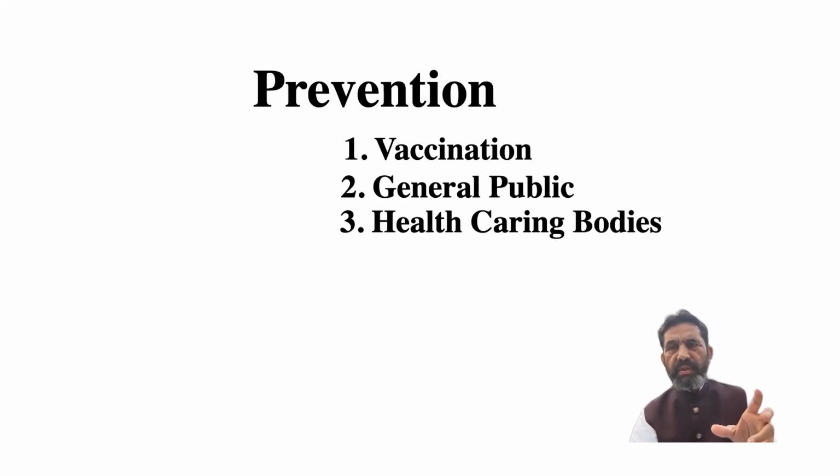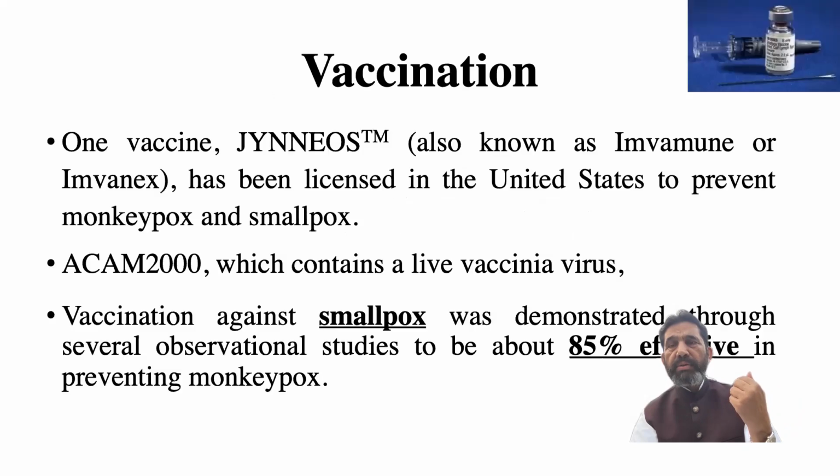One is vaccination, and the other is general public awareness and the health caring bodies' awareness. Important is vaccination. This was being used for smallpox, but you all know that smallpox was almost completely eradicated in 1970, and after 1980, the use of this vaccine almost decreased. That is why monkeypox is reappearing.